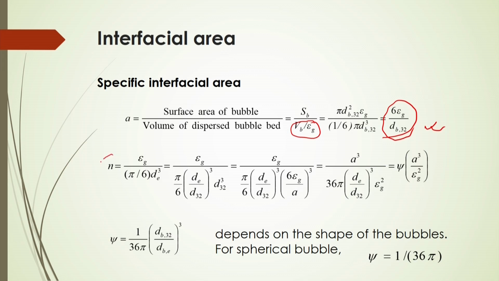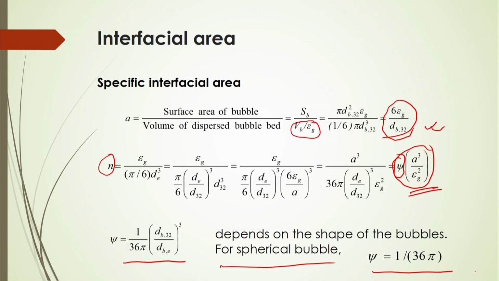And what will be the number of bubbles that you can calculate based on this? Once you know this interfacial area and gas hold up, then you can get the number of bubbles. One term here is psi, defined as 1 by 36 pi into dB32 by dBe equivalent to the meter cube. That depends on the shape of the bubbles, and for a spherical bubble psi should be equal to 1 by 36 pi. So, in this way you can calculate the interfacial area and the number of bubbles.